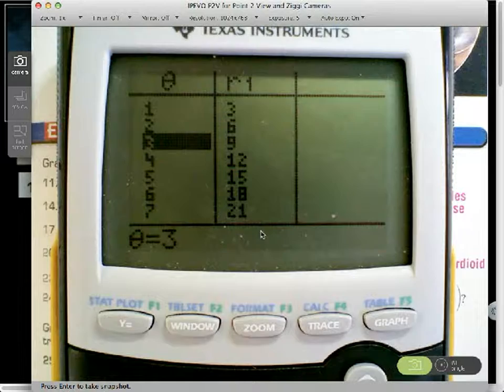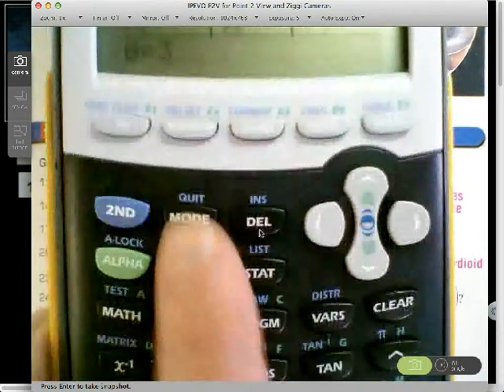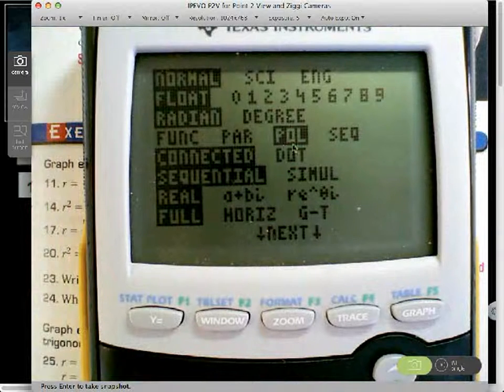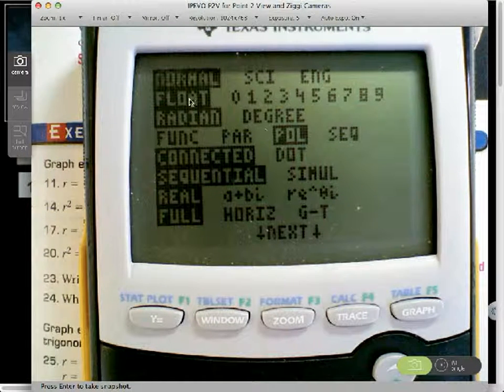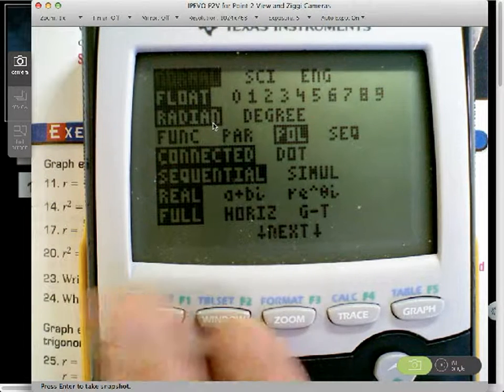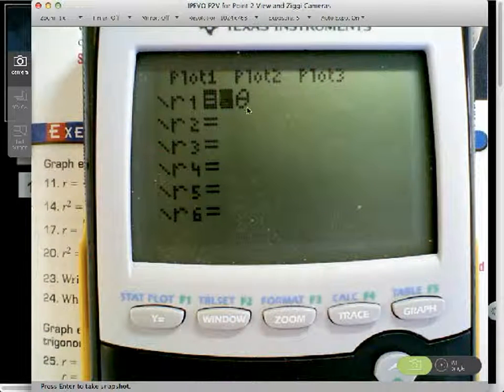Here, what I've got going on is I actually went to mode, and there's a way to enter polar mode on some calculators, which is cool. I also was in radian mode. And so I hit y equals, and I've got 3 theta.